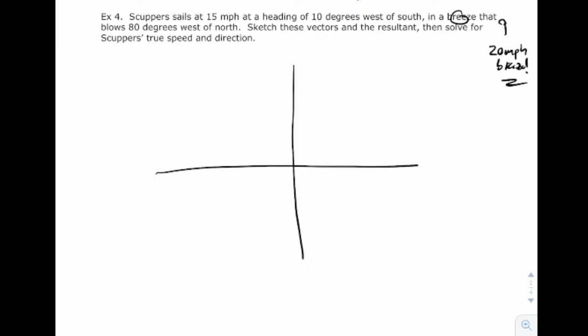Back to Scuppers. Scuppers is going 15 miles an hour, 10 degrees west of south. Which way is that? West of south. Well, the south would be this way, but he's not going south. He's going a little bit west of south. And it's only 10 degrees west of south. So this is where the 10-degree angle is. And his speed is 15. Okay, just call it a 15.